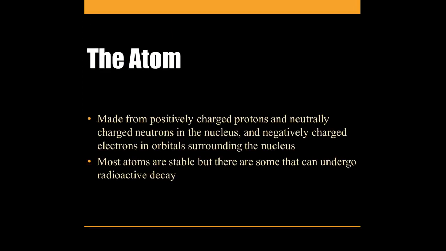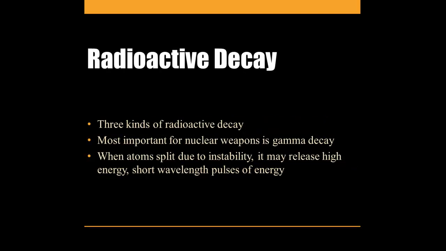In order to understand how nuclear weapons work, we first have to understand the structure of the atom. An atom is made of positively charged protons, neutrally charged neutrons, and negatively charged electrons. Some atoms undergo radioactive decay, and this plays a key role in the formation of a nuclear weapon. There are three kinds of radioactive decay: alpha decay, beta decay, and gamma decay. Gamma decay is responsible for creating a nuclear weapon.